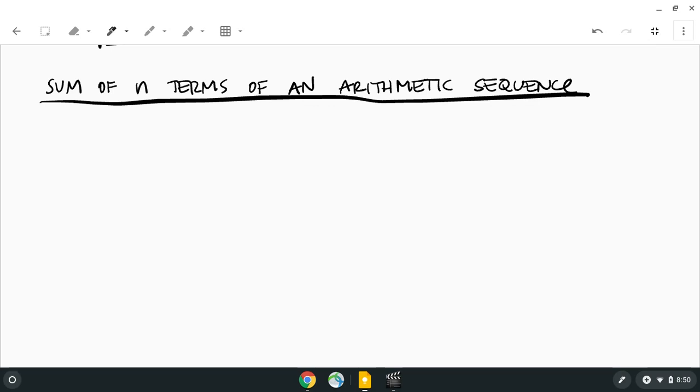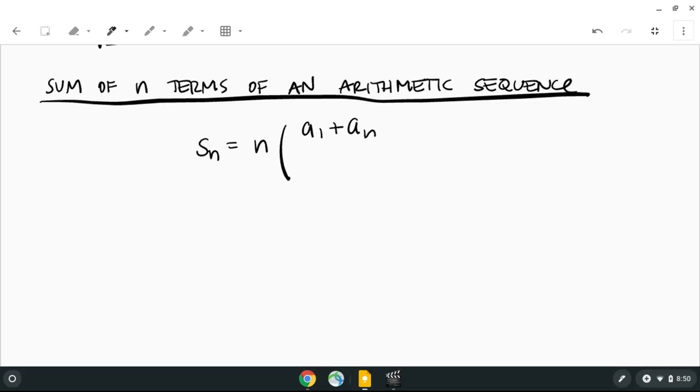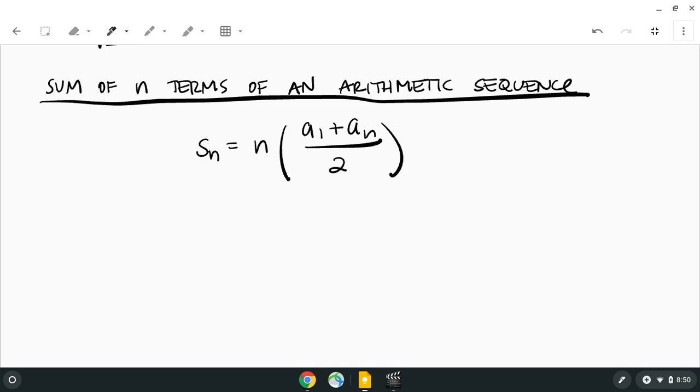So we have a nice little formula. The sum of the first n terms, Sn, equals n times (a1 plus an) all over 2. There are 2 formulas, and it doesn't matter which one you use. Your book gives you 2 formulas. This is one of them, the simpler looking one of the 2.